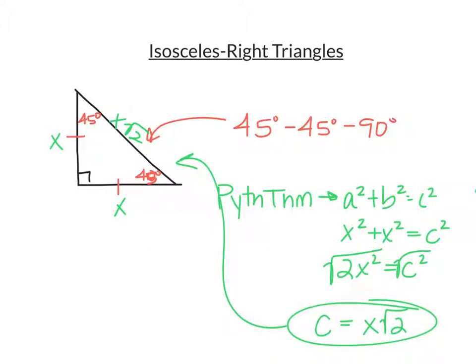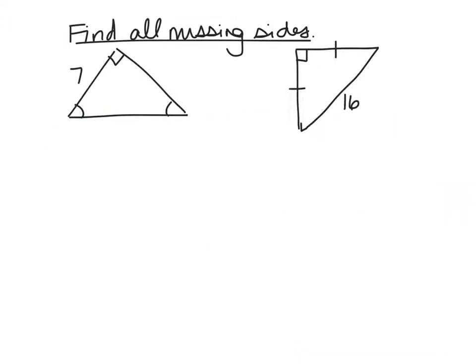All right, so what that means is that's going to give us a shortcut where we don't actually have to solve out the Pythagorean theorem every time. All right, let me give you 2 quick examples. In these 2 examples, they're asking us to find all the missing sides.